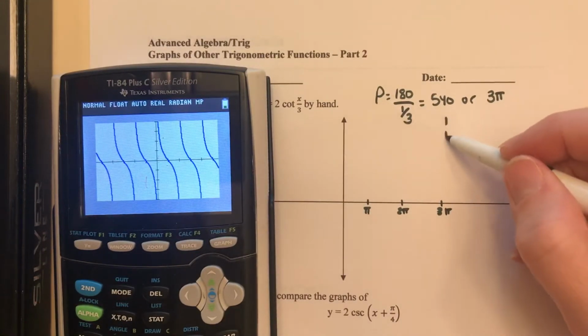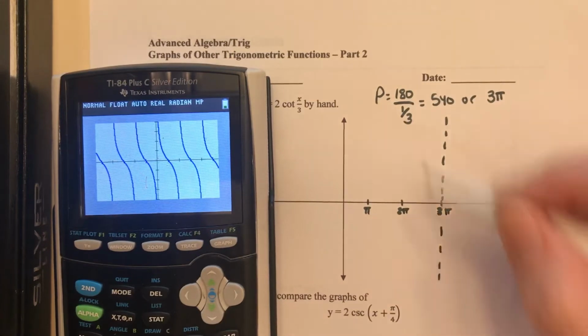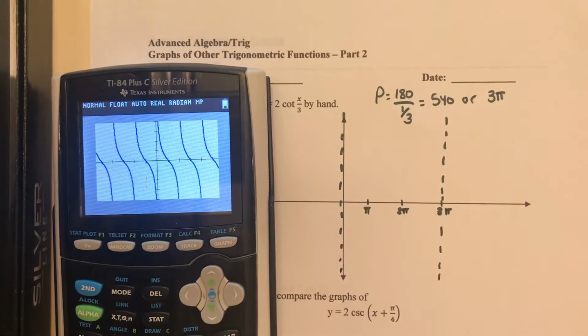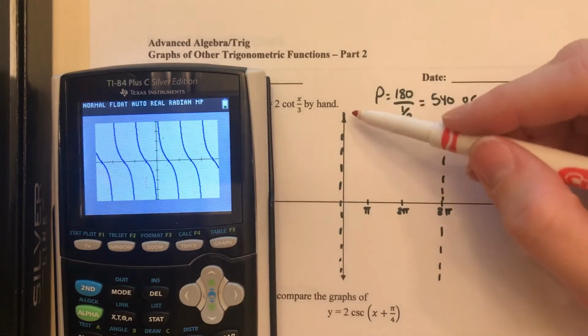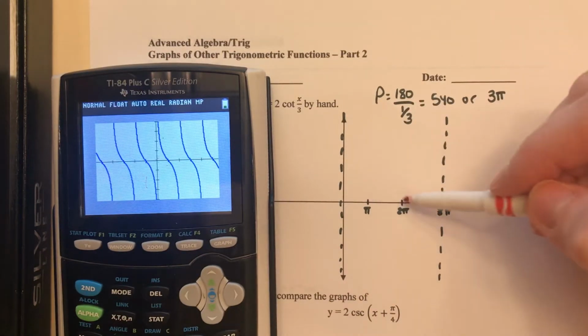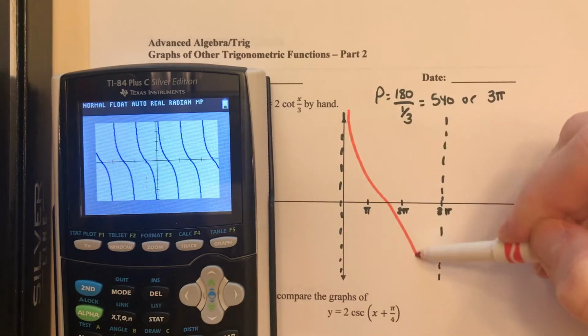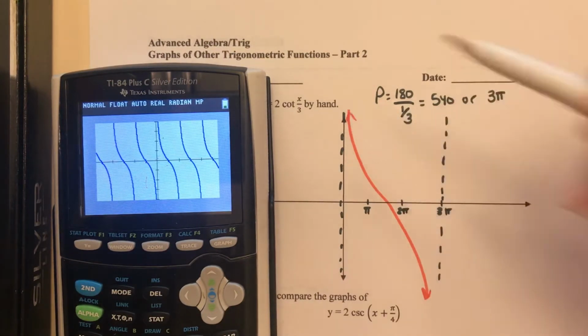So I'm going to draw in my asymptotes. When you draw a graph, you only have to draw one period. Then it's going to make the same shape, but the middle would be between pi and 2 pi. And it's going to look like that.